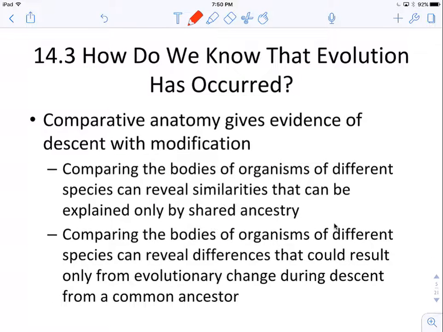Okay, so that's fossils. Second one is comparative anatomy, where you can look at anatomy between species and look for similarities and or differences. Comparing bodies of organisms of different species reveals similarities that can only be explained by shared ancestry, by a common ancestor. And that's a big thing in evolution, common ancestor.